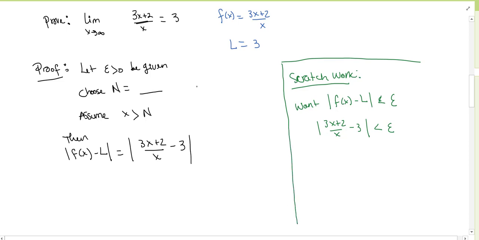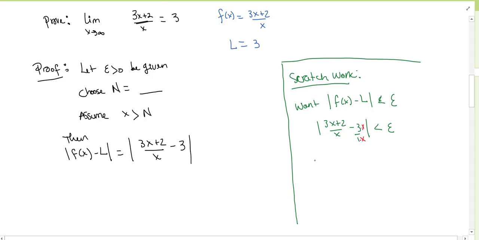What are we after? We want to find N. At some point we want x to be greater than something, and that something is going to be our N. So let's simplify this. Get a common denominator. The common denominator is x, so multiply this by x, top and bottom.